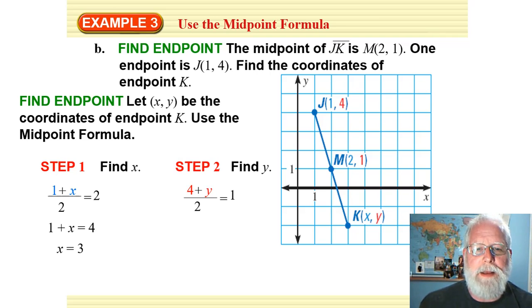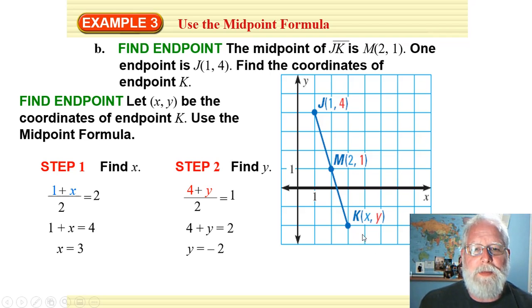Again, setting it up, I know the y part of the midpoint is 1, and so then if I put in the one end that I know, y, it's going to be 4 plus y divided by 2. And when I multiply both sides by 2, it's going to end up saying 4 plus y is equal to 2, and then I subtract 4 on both sides, and then y is going to equal negative 2.